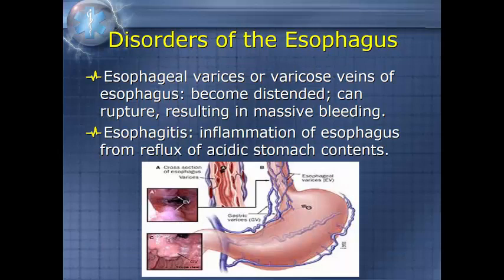Now, some other issues that you will see, esophageal varices, or essentially varicose veins of the esophagus. They get distended, they get full, and they can rupture. And when they rupture, we're talking life-threatening bleeding. They will vomit up copious amounts of blood.